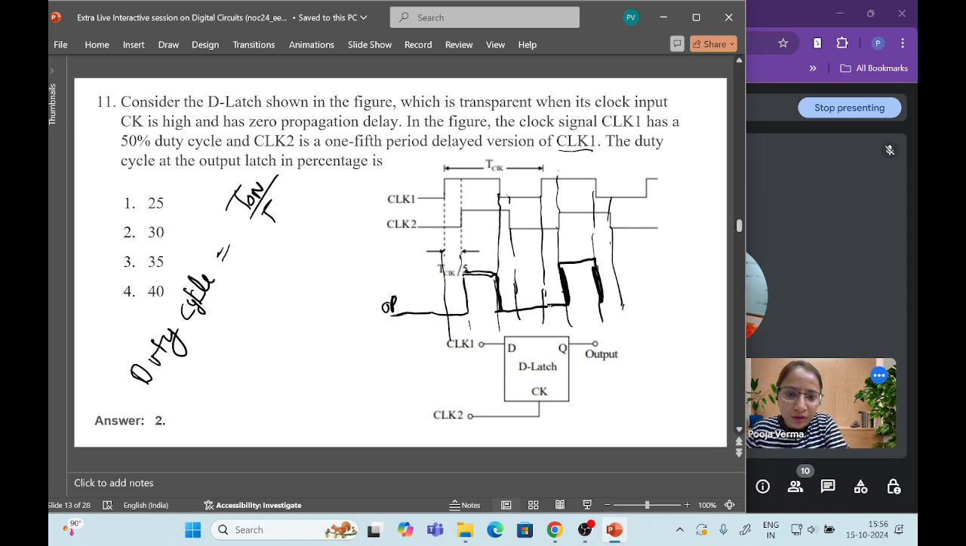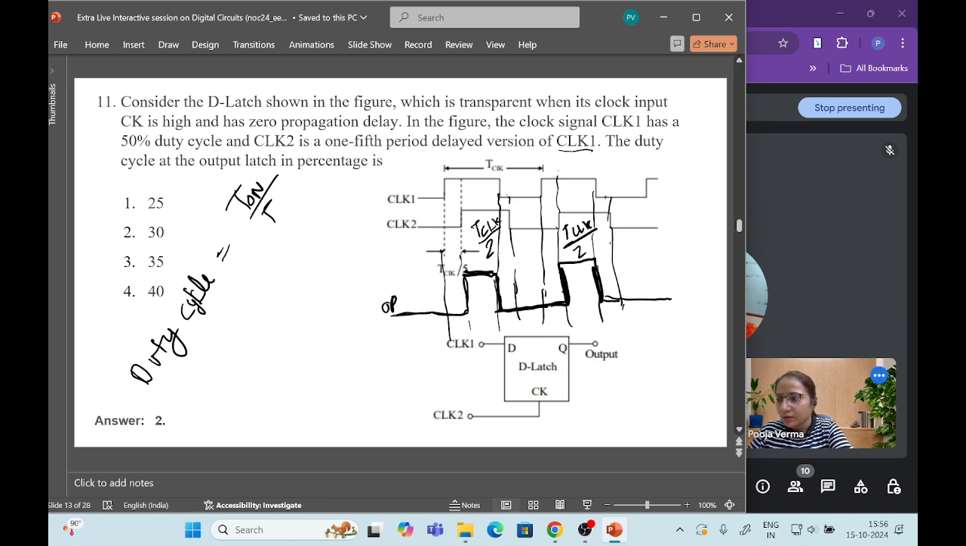So I can draw it lightly. Here, now again it will be 0 here, 1 here, so it will be 0, right? So this is the output. So it is a total clock, which is T by 5. So at T by 5 it will be off, and only in this period it is on.